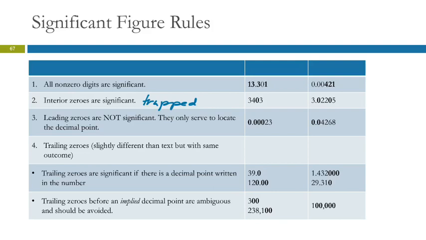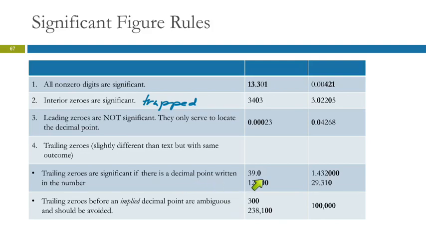Then we have the trailing zeros. Trailing zeros come at the end. I explain this in my lecture slightly different than the text does. It'll give you the same result though. If you like the text explanation better, go for it. So trailing zeros, sometimes they're significant, sometimes they aren't, and this is where it really gets confusing sometimes. So trailing zeros are significant if there's a decimal point written in the number.